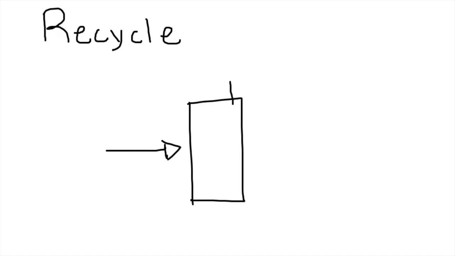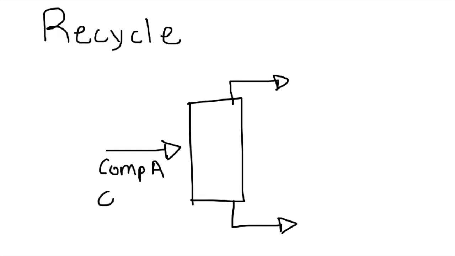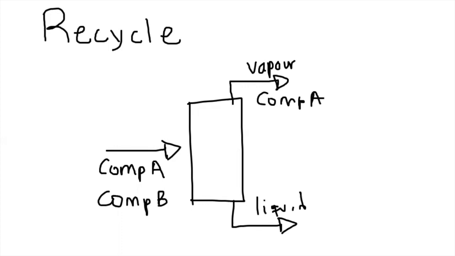Let's say that you have a distillation column where you're going to separate two of the products. Sometimes this has a component A and component B, right? And usually what we're going to obtain is a vapor, which is rich in some component. Let's say that it's rich in component A, and then a liquid at the bottom, which is rich in component B.